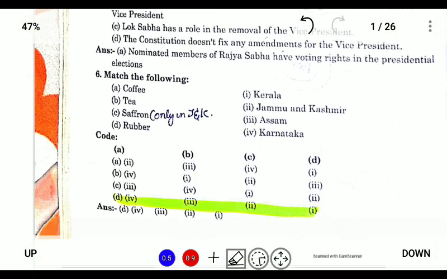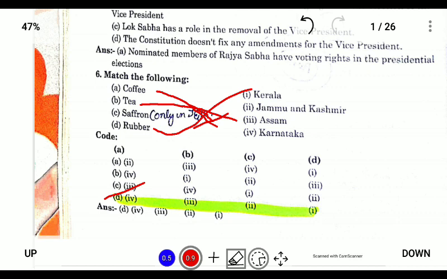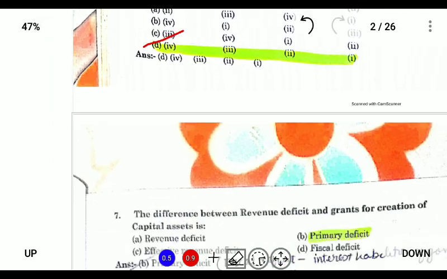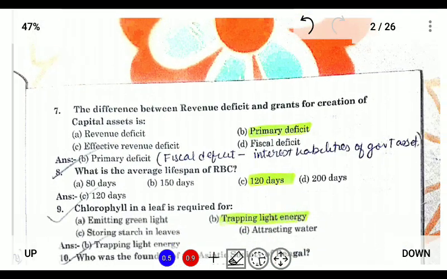Next, coffee. We know that tea is Assam, saffron is Jammu Kashmir, rubber is Kerala, and coffee is Karnataka in the Baba Budan Hills. So the answer is D. And saffron in India is only available in Jammu Kashmir. It is one of the costliest cash crops in India.